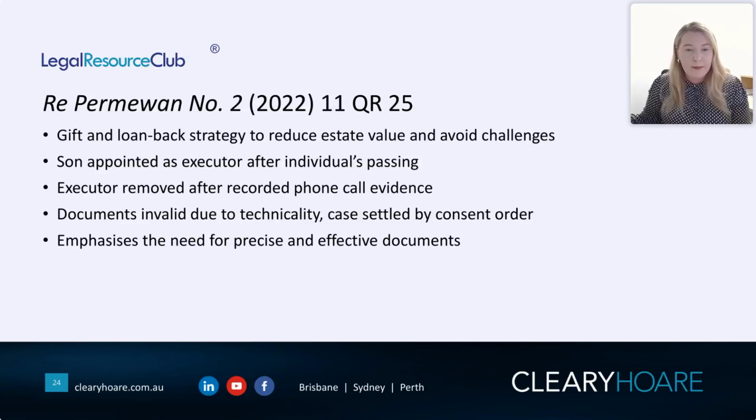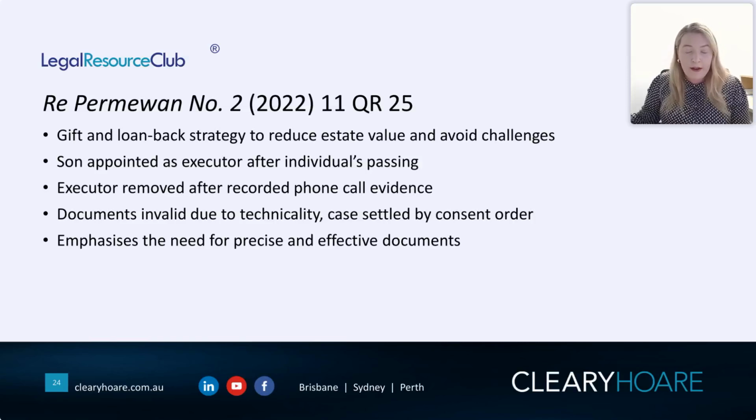And judging by the phone calls, it's probably not a surprise that he was removed as the executor of that estate. But following that, there was this number 2 decision, which looked at the validity of the gift and loan back strategy. And unfortunately, during that hearing, the court found that the documents were invalid due to a technicality, and the matter eventually settled by consent order.